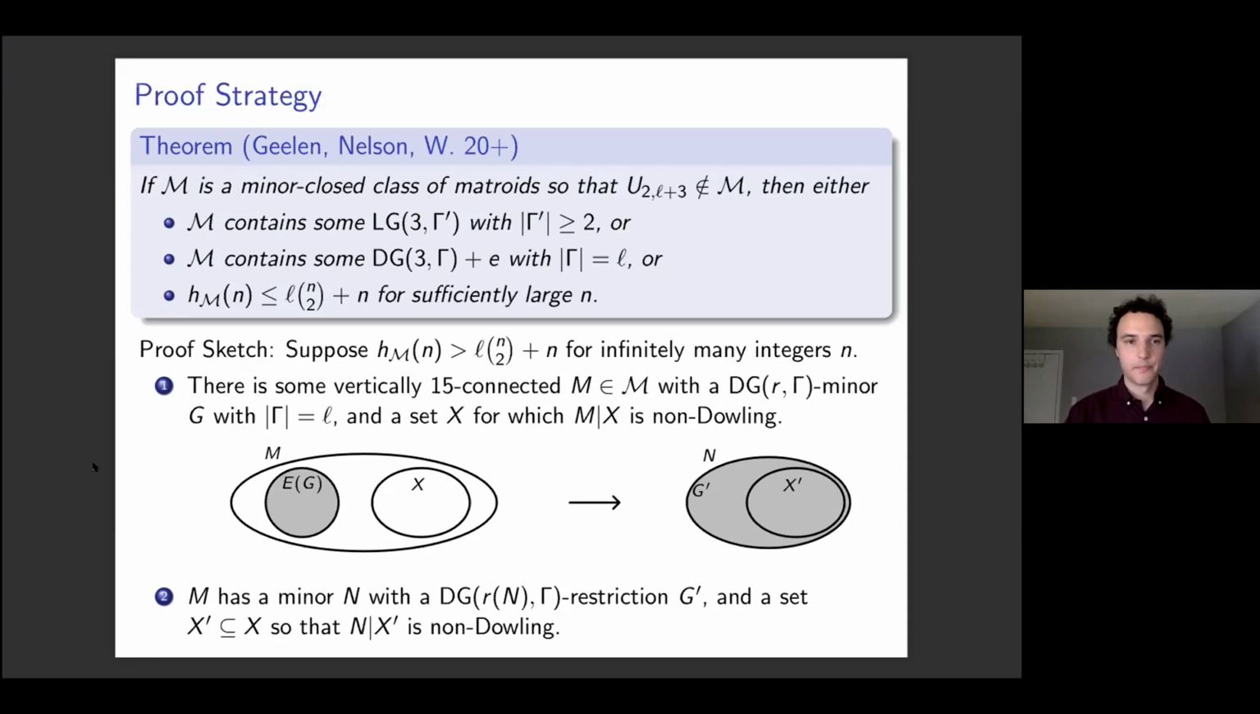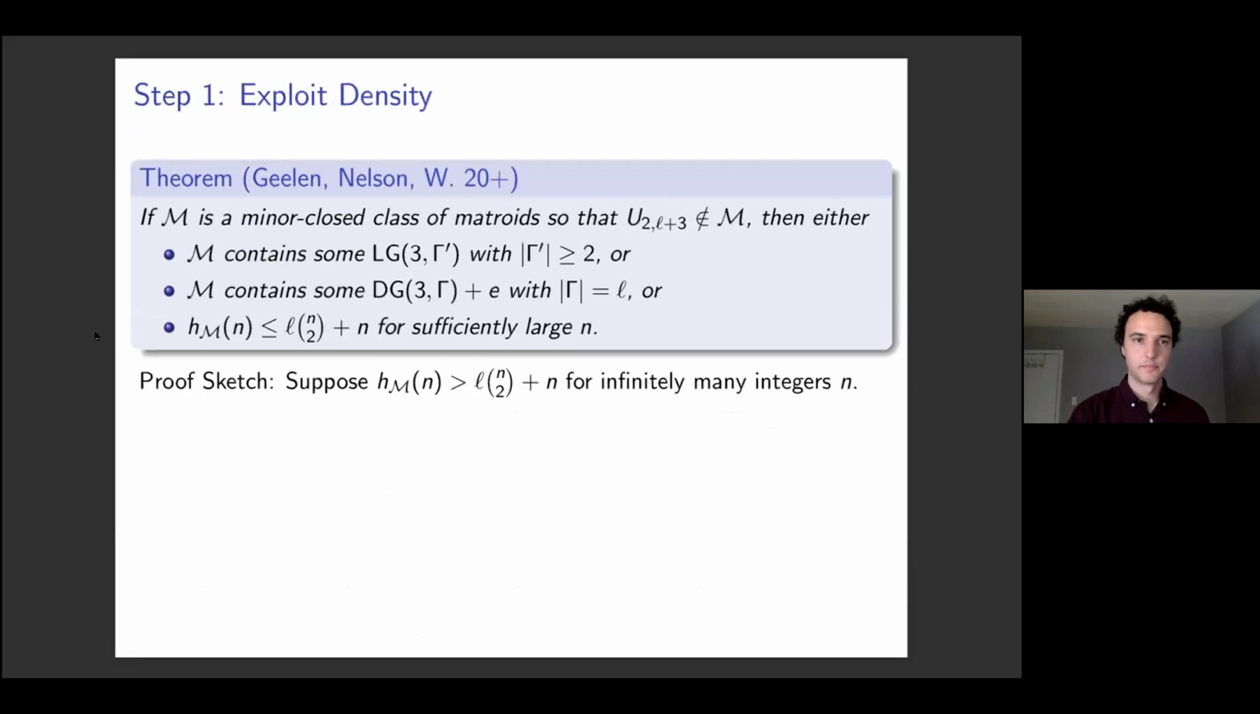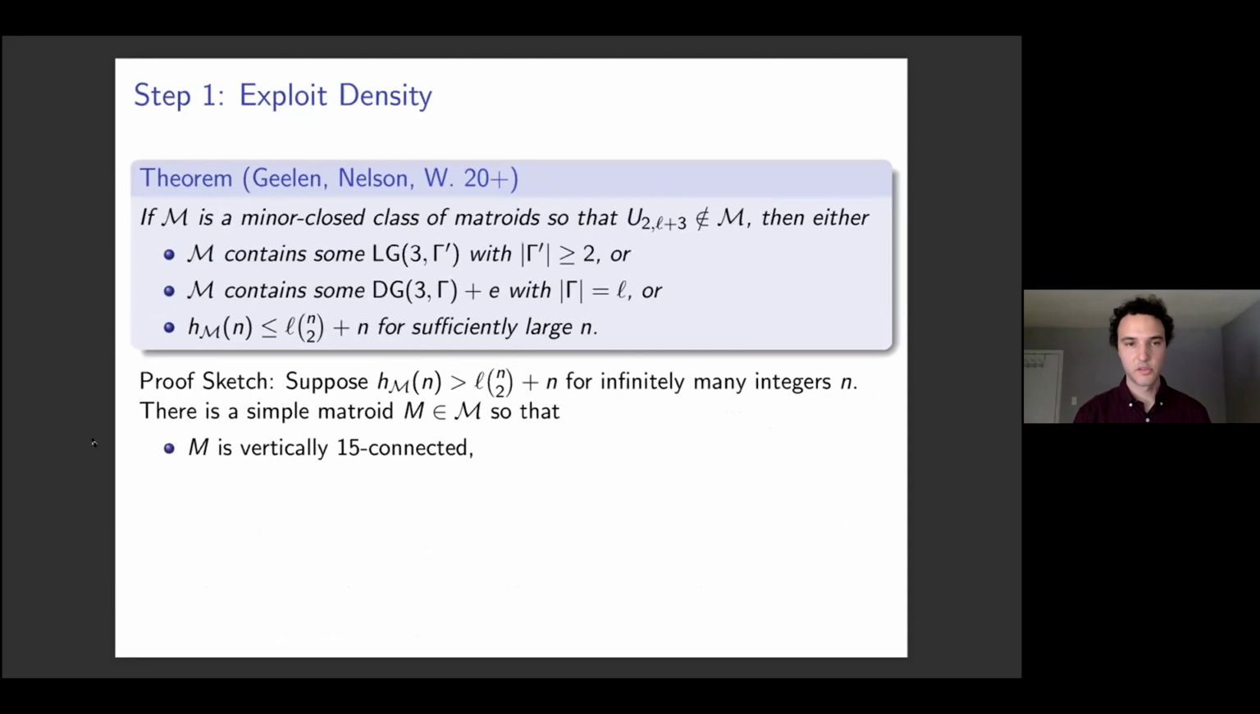Okay, so now I'll go through each of these steps and say why we can get these properties, because that's not clear. All we have to start with is this density assumption, and first we get some matroid which is vertically 15 connected. Okay, so why is that true?